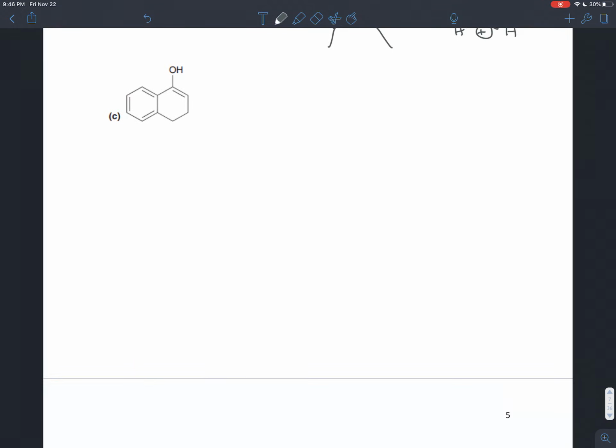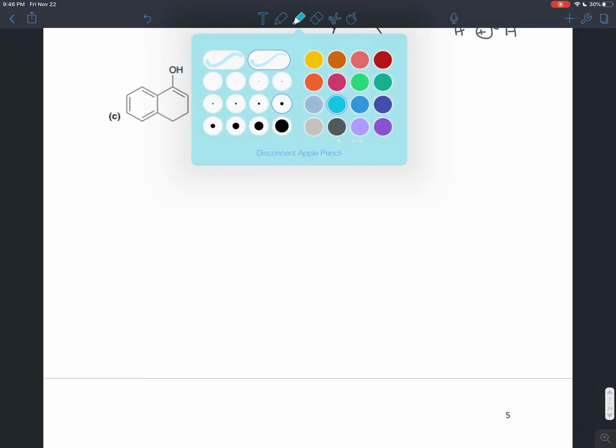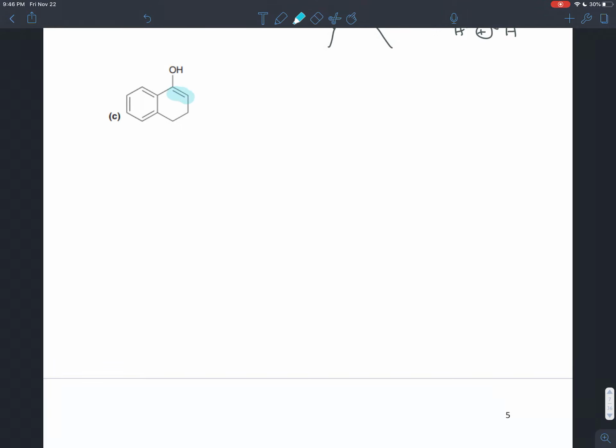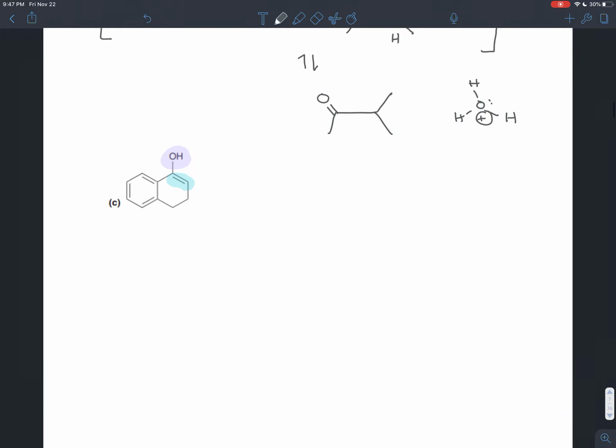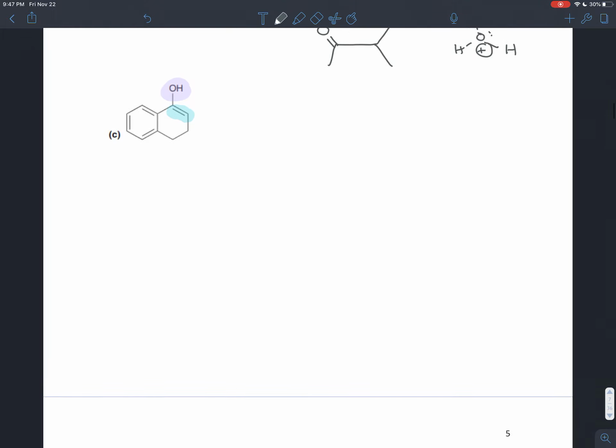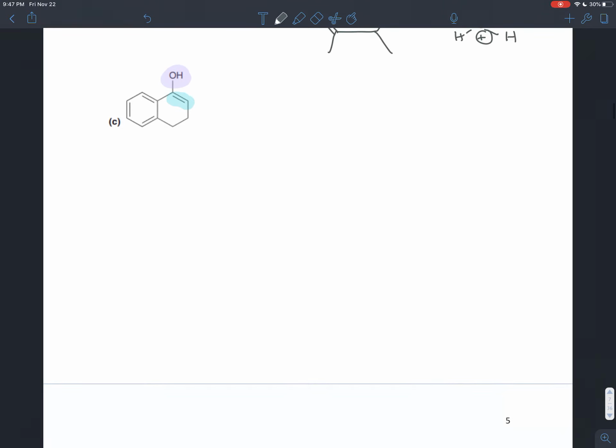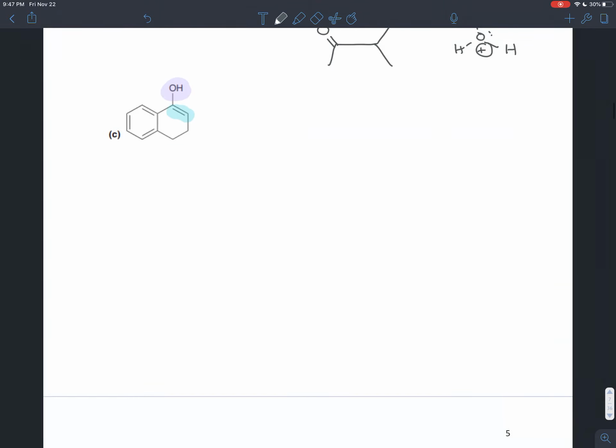Let's try it with another one. So here we have an enol. You can see the double bond, so that's the ene, and then we have the OH, that's the alcohol. So together that's an enol. And anytime you have an enol, it will exist in equilibrium with a ketone form or an aldehyde form. So in this case, we can write this molecule like so.